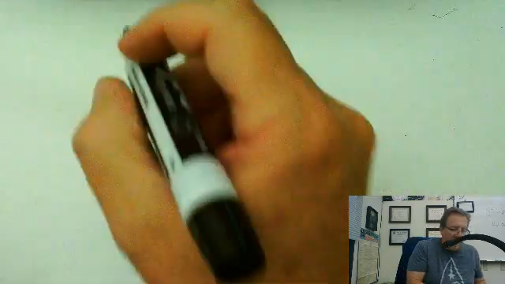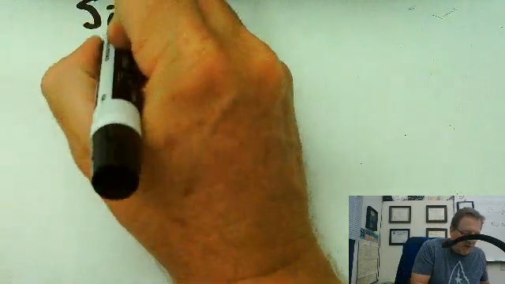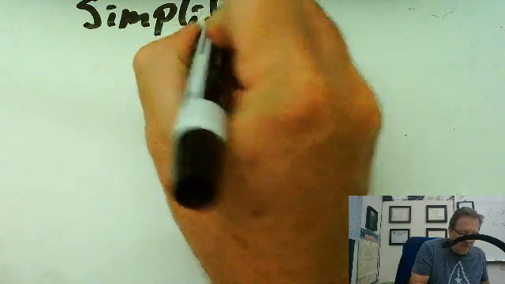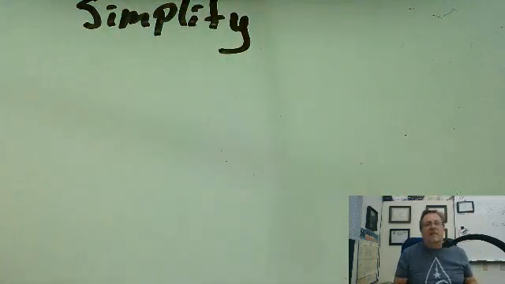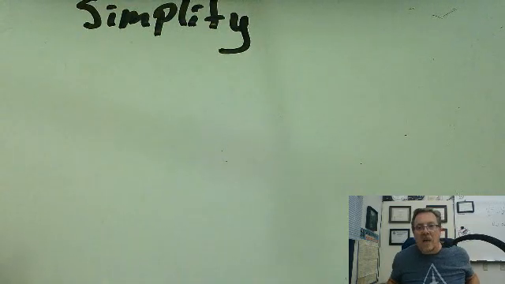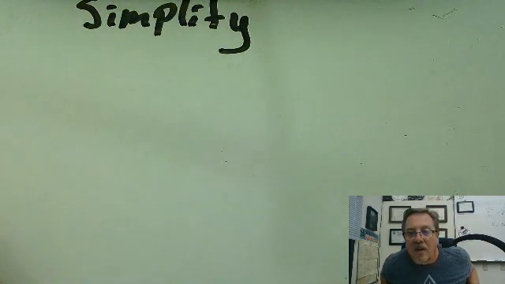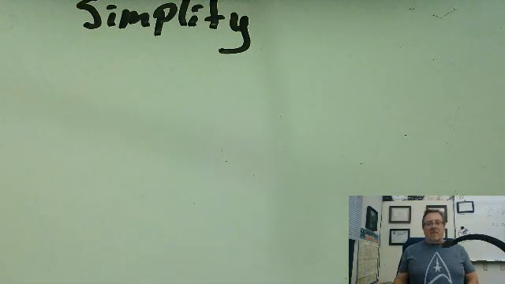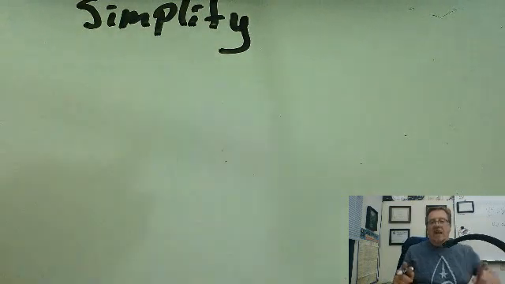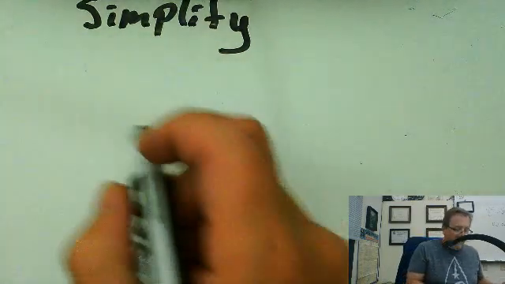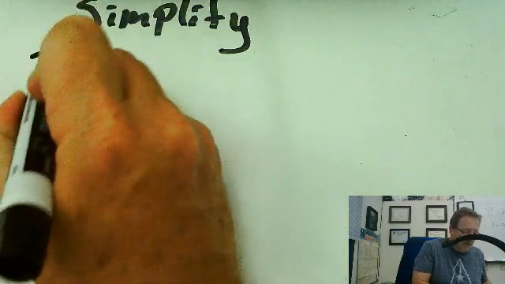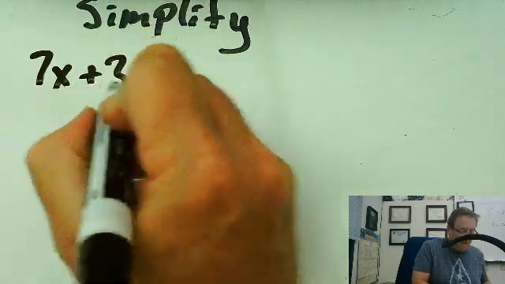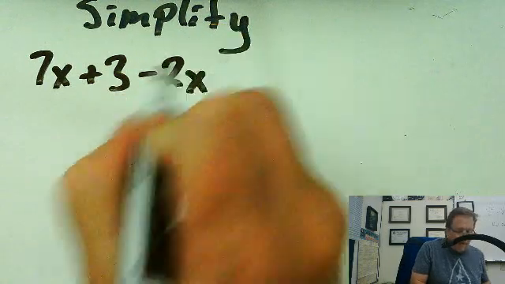So let's get started. Again, we are going to simplify. To simplify means we're going to combine like terms. We're not going to try to solve, because we don't solve things unless there's an equal sign, right? Right. But we do simplify when it says simplify. And to simplify, we're going to combine our like terms. Let's start off today by looking at something like 7x plus 3 minus 2x.